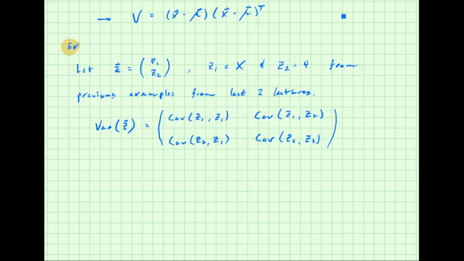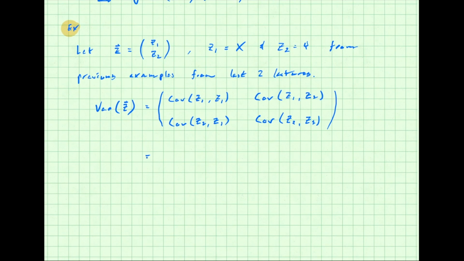Right, and so what this translates to is the variance of x, and then the covariance of x and y. And then this is the covariance of, you could write y and x, but it's also the same as x and y. And then the variance of y.